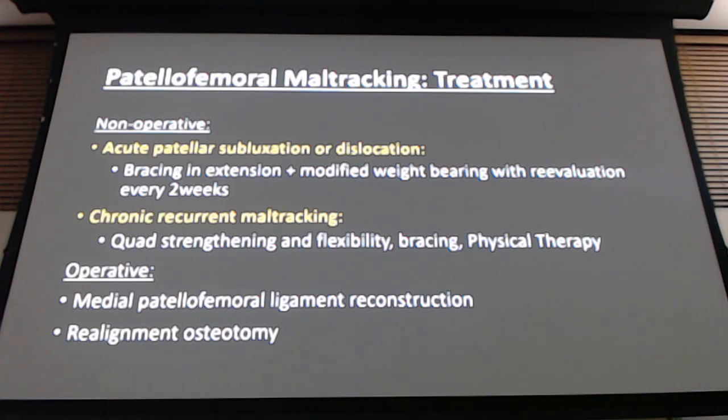With chronic recurrent maltracking though, this is not subluxation, this is not dislocation, this is just maltracking. What's the course? Quad strengthening and flexibility, bracing, and physical therapy. When we say bracing there, we're not talking about a knee immobilizer, and we're not talking about a hinge knee brace. You guys know what a patellar sleeve is? It's literally that sleeve that you see people walking around with their kneecaps sticking out the center of it. Something like that. Because it can provide stability to the patella, but still allows for full range of motion. Make sense? Did I lose anybody there?